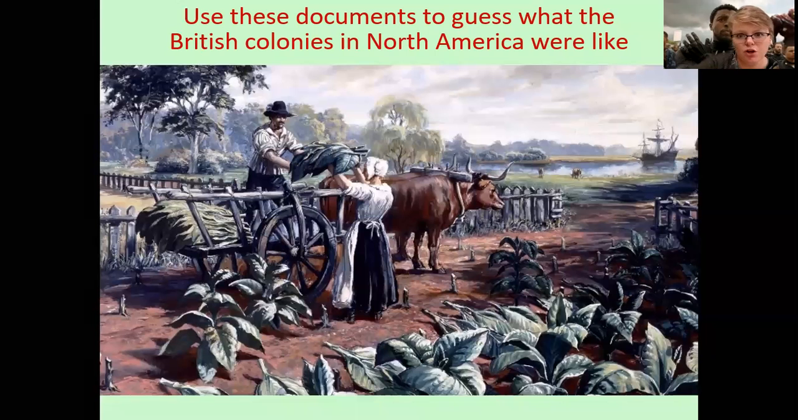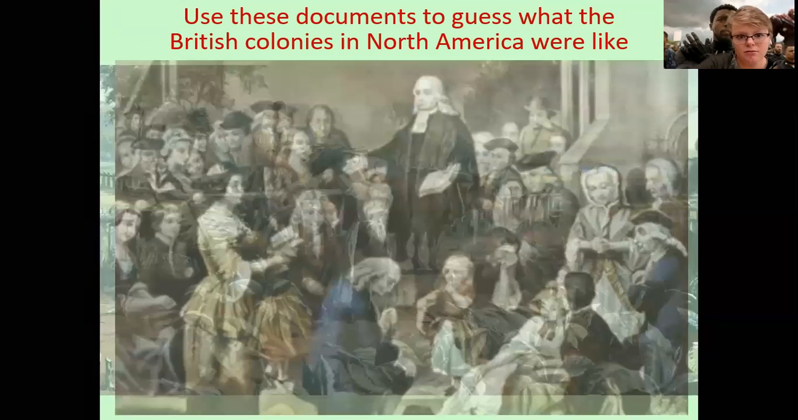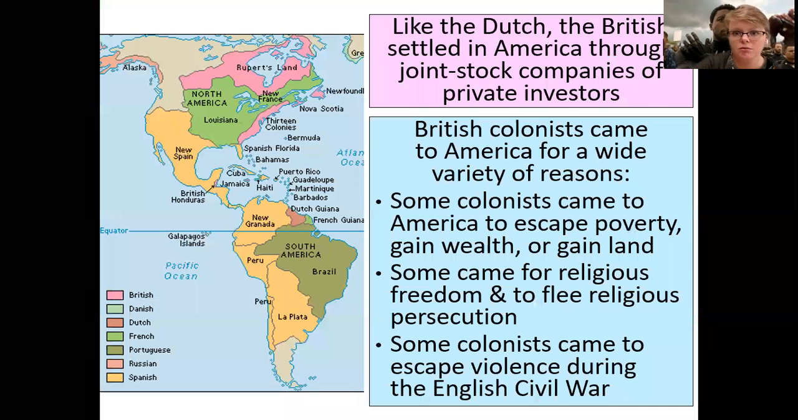So, what are the British colonies in North America like? This one we should know. So, like the Dutch, the British settled in America through joint stock companies of private investors. British colonists came to America for a wide variety of reasons. Some came to escape poverty, some came to gain wealth and land.